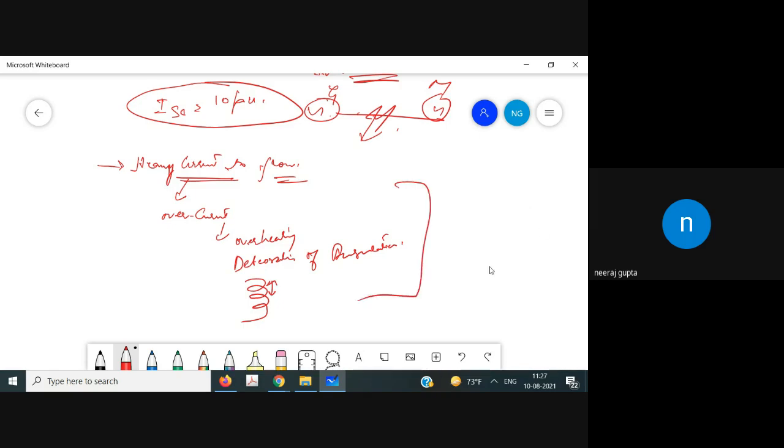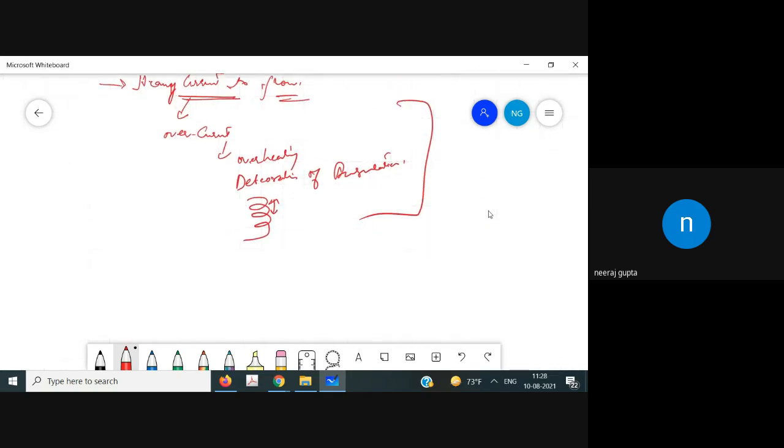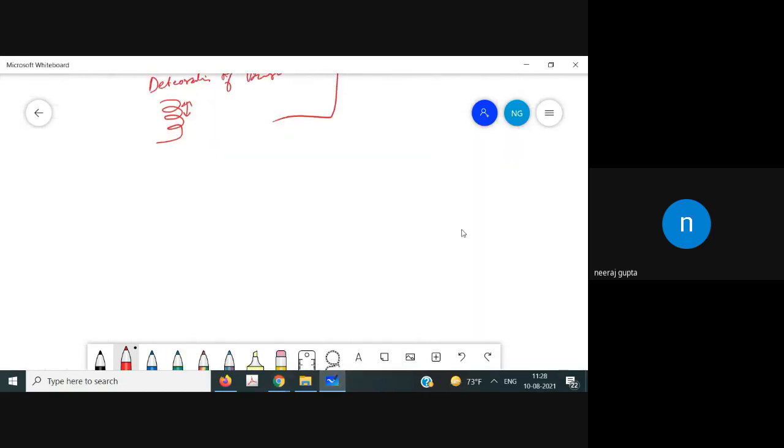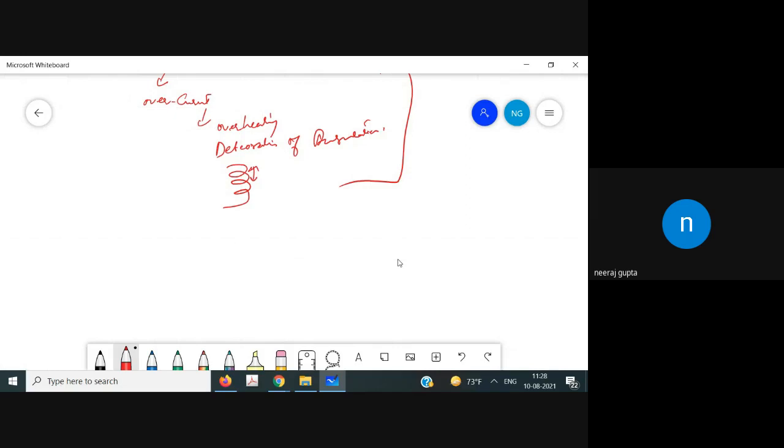One more point: in an interconnected system, there is another dimension to the effect of these faults. The generators in an interconnected system must operate in synchronism at all instances. So all the generators must be in synchronism at all instances.